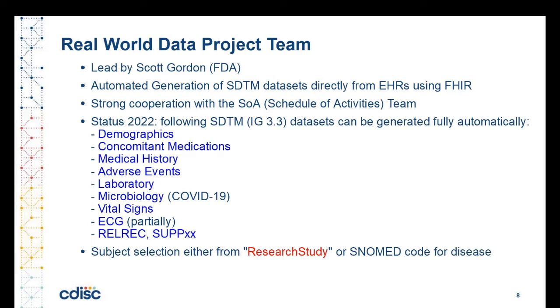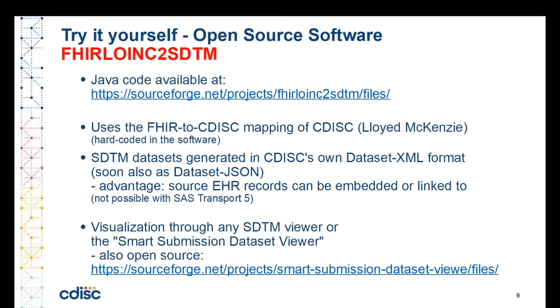All this starts from the relatively new FHIR resources research study and research subject, defining the subjects enrolled in the study, or from a SNOMED CT code for the specific disease. All the code developed for this project is available as open source. It uses the mappings published by CDISC between FHIR resources and CDISC domains that were developed by Lloyd McKenzie on behalf of CDISC.